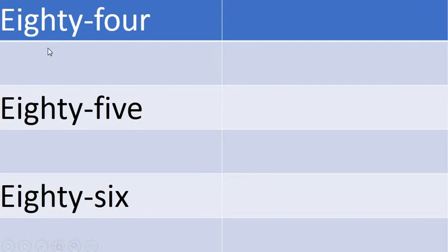Eighty, four, 4. 84. Have you completed till 83? Now write 84. After writing this number name, in another column we have to write number 84. E-I-G-H-T-Y, 80, F-I-V-E, 5. 85. Write in another column.